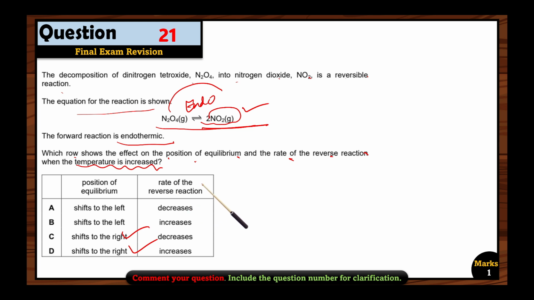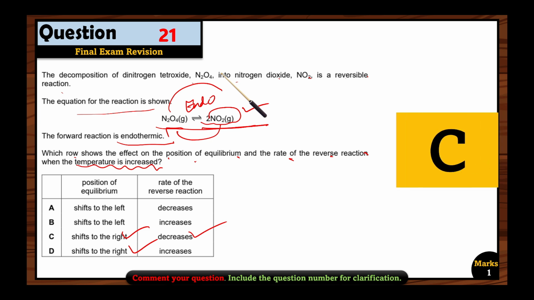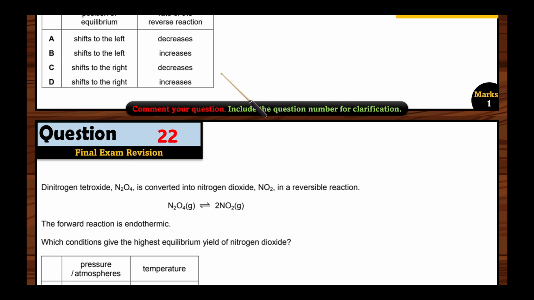And the rate of the reverse reaction? What about the reverse reaction? The rate of the reverse reaction will be decreased now. It will decrease because the equilibrium shifts towards the right. So when it shifts towards the right, it means the left side has been decreased, and the left side is actually our reverse reaction. So option C is the right option.